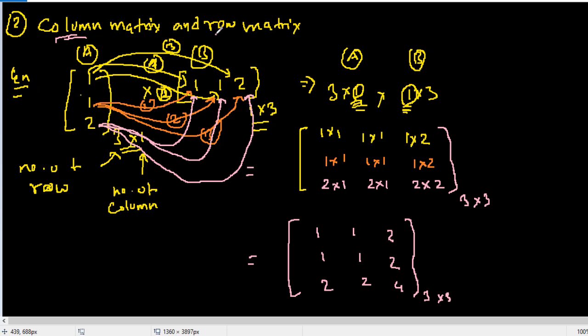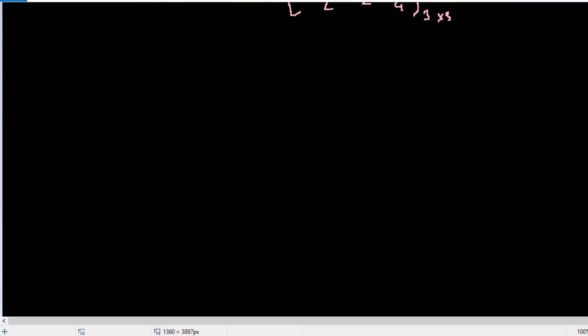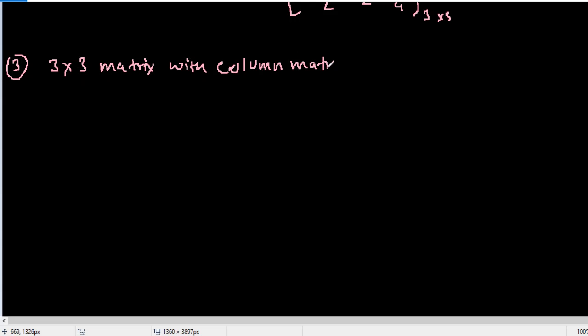with a row matrix. Clear? Now I'm going to give you one more clarification, that I'm going to multiply a 3 cross 3 matrix with a column matrix. Okay, so in the third one I'm going to multiply a 3 cross 3 matrix with a column matrix. Clear? So for that we proceed something like this.